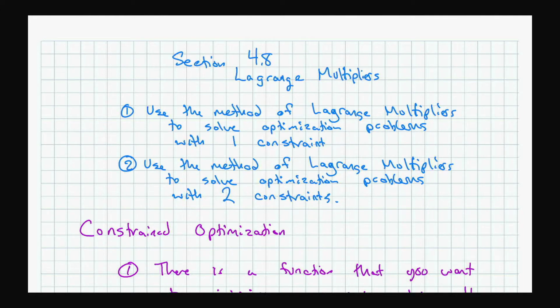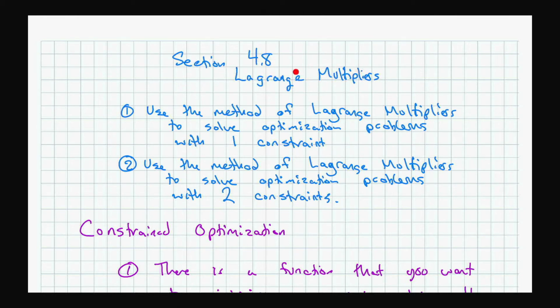Hello, everybody. So what we're going to be doing today is we're going to cover section 4.8 in your book, which is covering the topic of Lagrange multipliers. So Lagrange multipliers are a method of solving optimization problems, finding minimums and maximums, but it's kind of a different way than what we did in the previous sections. And also it only applies to a specific type of problem.